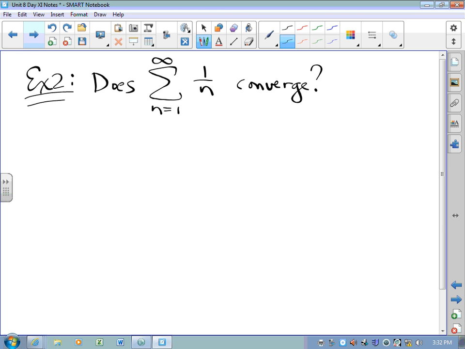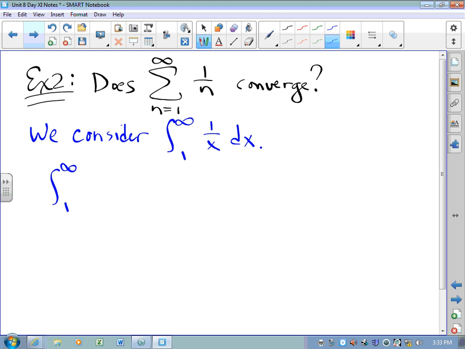And of course, you can quickly see with the integral test why this is so. We're going to make a comparison. No, we're not going to make a comparison. We're going to make a consideration. We're going to consider the integral from 1 to infinity of 1 over x dx. This is the integral of a continuous, positive, decreasing function.